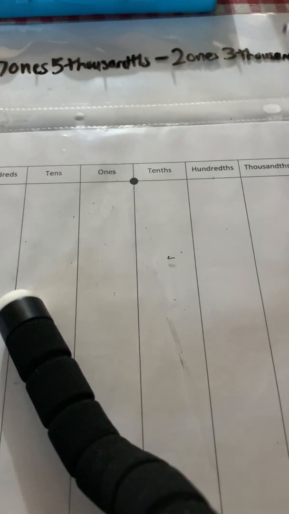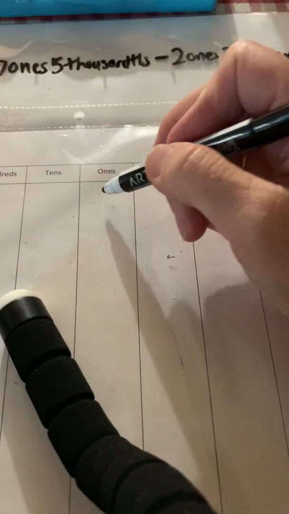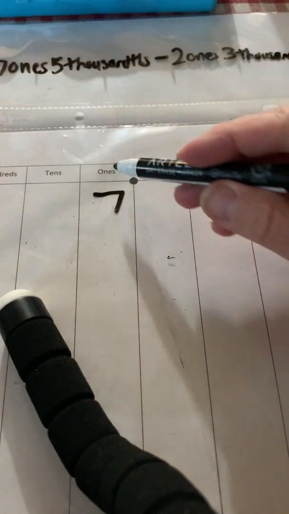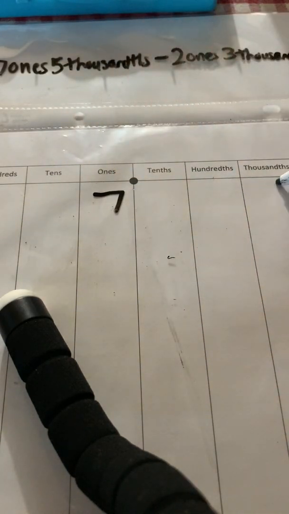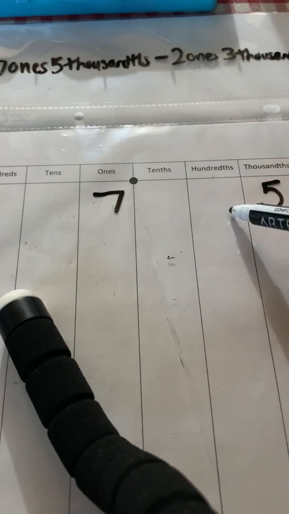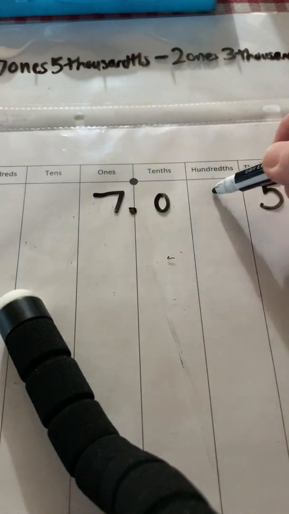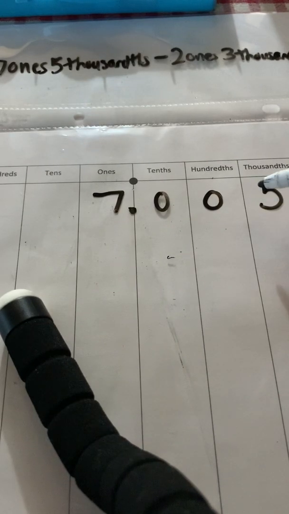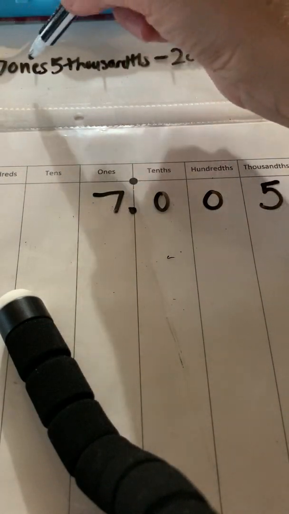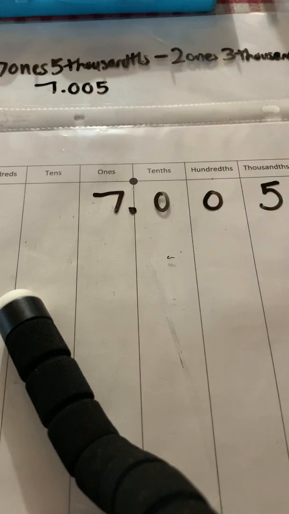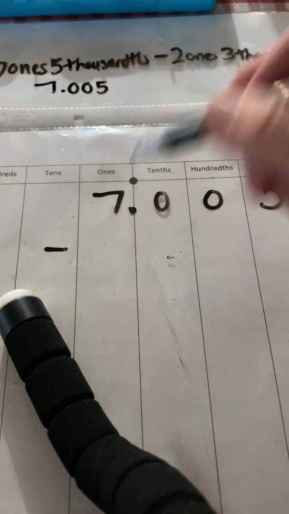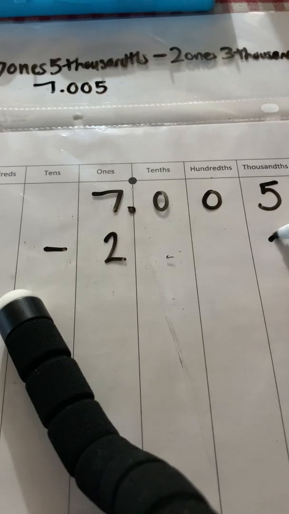And for this one, this is a great example of one that your place value chart can be a really helpful tool. When I look at this, I see 7 ones. So I'm going to put a 7 in my ones column. I see 5 thousandths. I'm going to put a 5 in my thousandths column. And what goes in my tenths and hundredths column in this number? Exactly, you guys know that, 0. So my unit form is 7 ones, 5 thousandths, and my standard form is 7 and 5 thousandths. And then I'm going to subtract 2 ones, 3 thousandths.